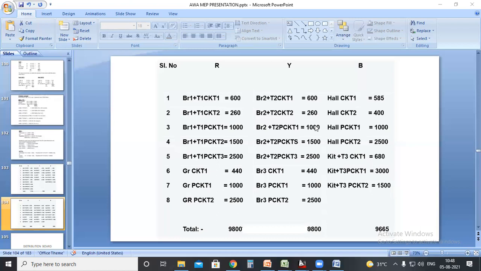Okay, is that clear? Or if you have further doubts, I can unmute the mic. Yeah, within the limit is balanced. Okay, so now this is the balanced condition.